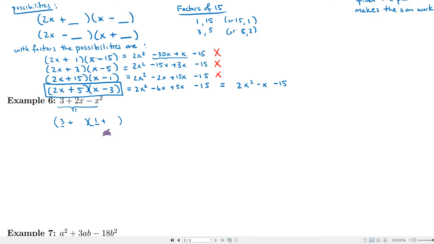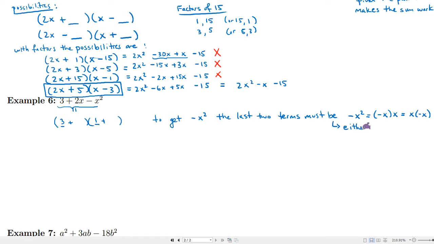How do we get a negative x squared? So to get a negative x squared, the last two terms must be what? Well, I have very few things that can give me negative x squared as a product, right? Negative x squared is equal to negative x times x, which is equal to x times negative x. So what that means is they must be either negative x and x or x and negative x.